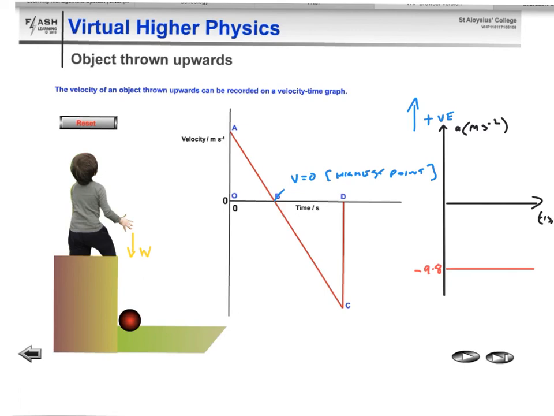This one should be familiar to you already because it's the exact same motion graphs that you would get if you had the trolley rolling up the slope and then rolling back down again.